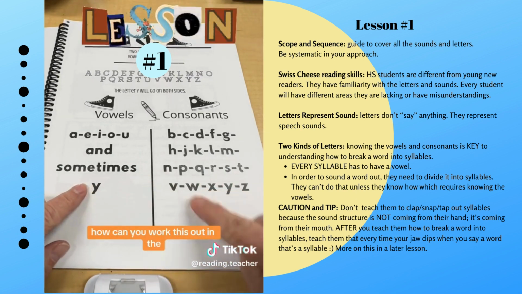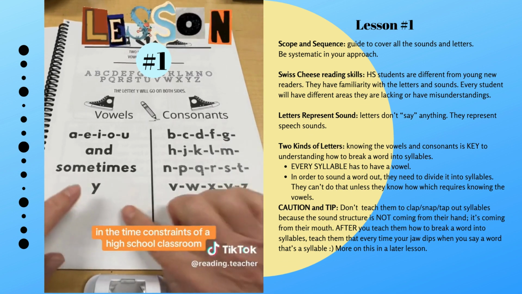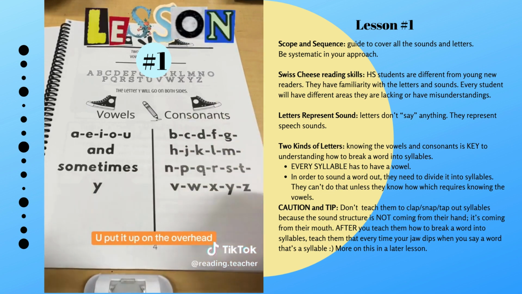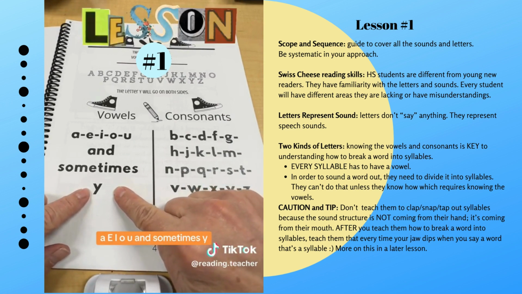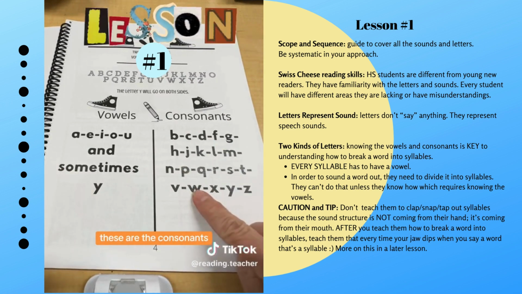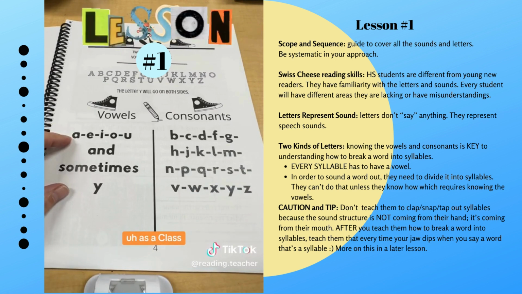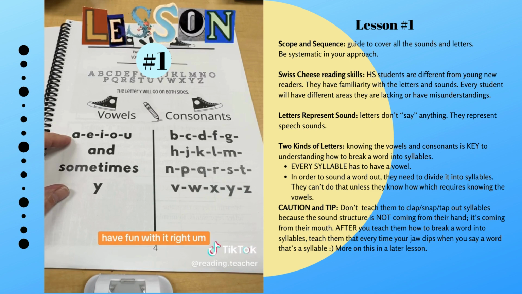How can you work this out in the time constraints of a high school classroom? You just introduce this idea to them. Give them this page, A, E, I, O, U. Put it up on the overhead. Write it on the board, whatever you need to do. A, E, I, O, U, and sometimes Y. These are the vowels. These are the consonants. You can do callbacks as a class. A, E, I, O, U, sometimes Y. Have fun with it, right?